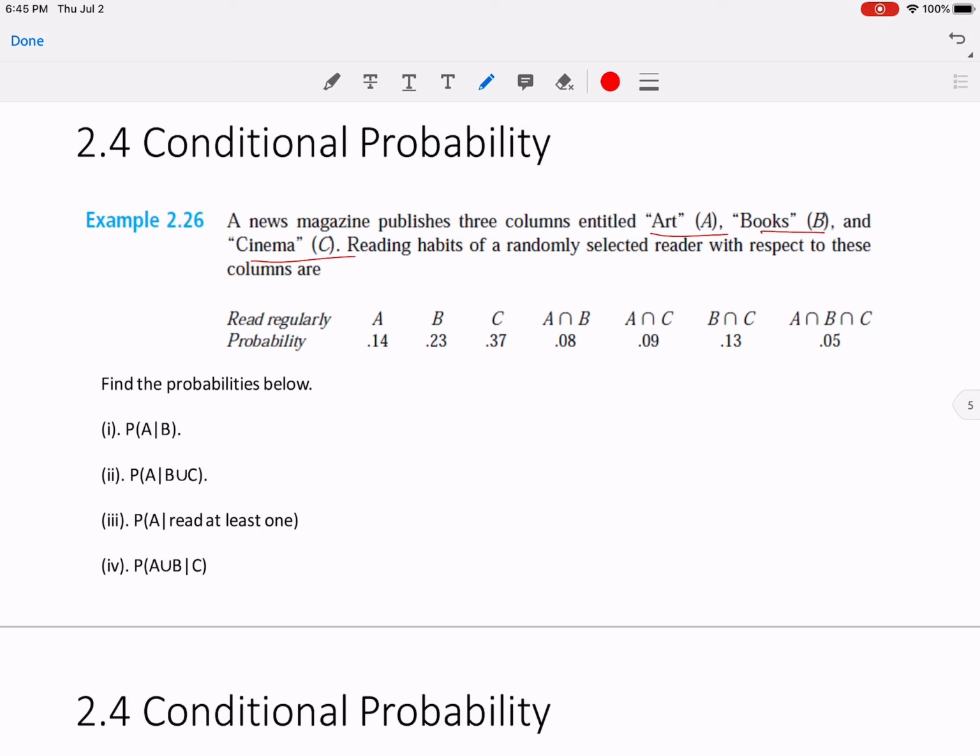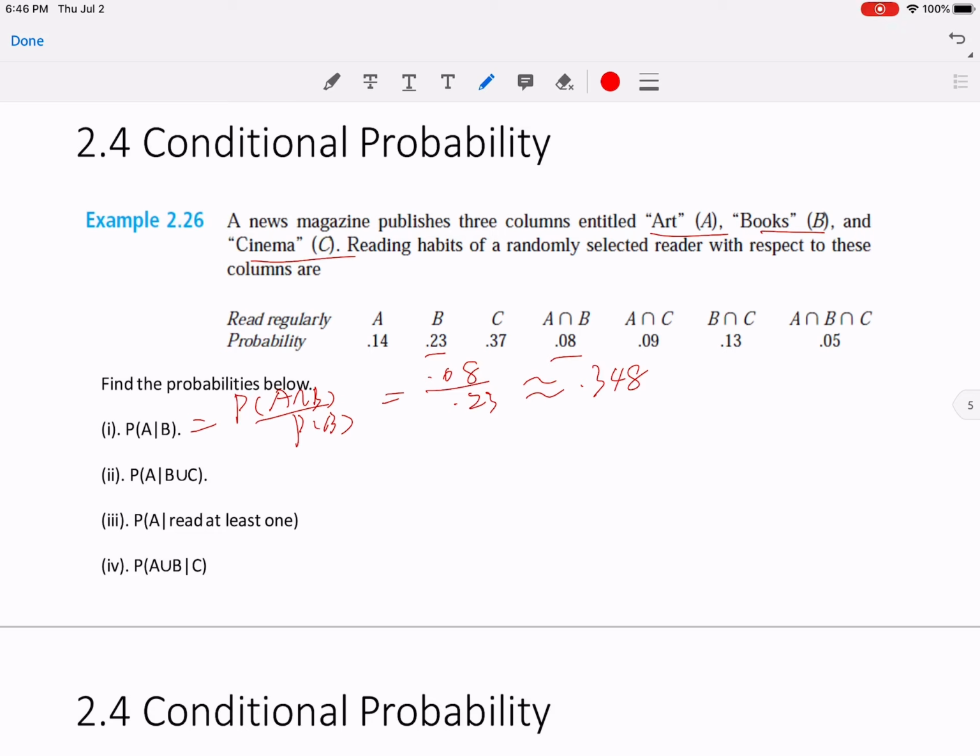First of all, let's take a look at the probability of A given B. So based on the formula we went over before, we know that probability of A given B is equal to the probability of A intersection B divided by the probability of B, right? So the probability of A intersection B is given here 0.08 divided by probability of B given here 0.23. And if you convert this to decimal places, that's approximately equal to 0.348.